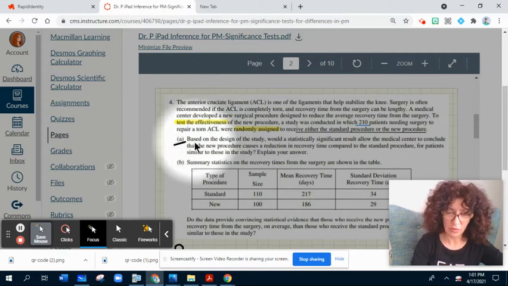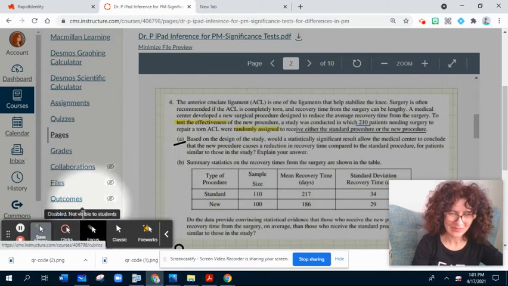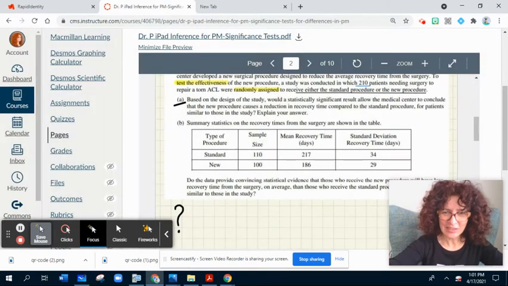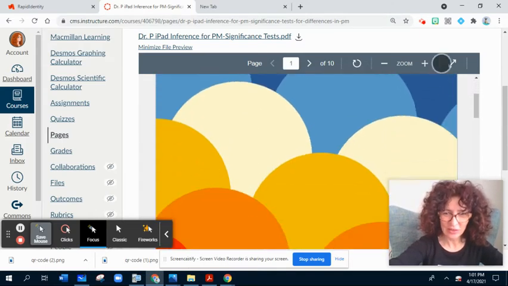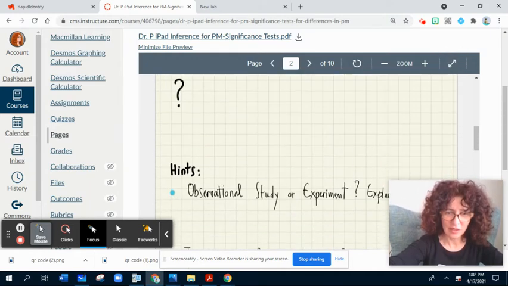If you read the question carefully, you have meaningful hints that will help you to solve the problem. Based on the design of the study, so concentrate on the design of the study, and based on this, you provide the answer. Supposing that you have a statistically significant result, will it allow you to conclude that the new procedure causes a reduction in recovery time compared to the standard one? So please pause the video and try to answer the first question. Thank you for thinking about the first question. Let's continue together and see how we should answer it.